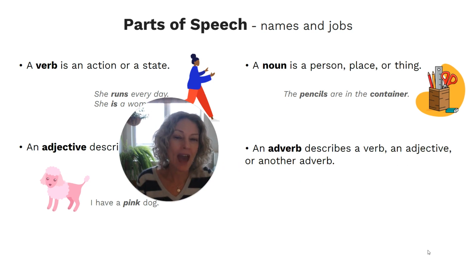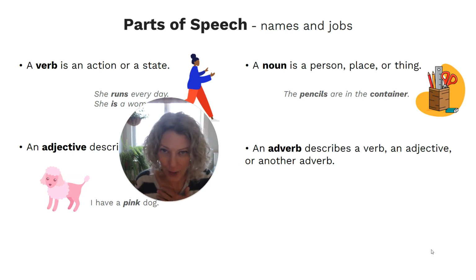Next we have adverbs. Adverbs describe verbs, and you can see the name of the part of speech is adverb. That's how I always remember that part of speech. It's got the clue right in the name of the part of speech, adverb. An adverb's primary job is to describe verbs. They also can be used to describe adjectives and other adverbs.